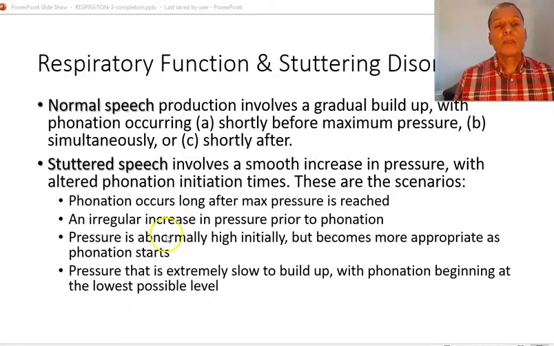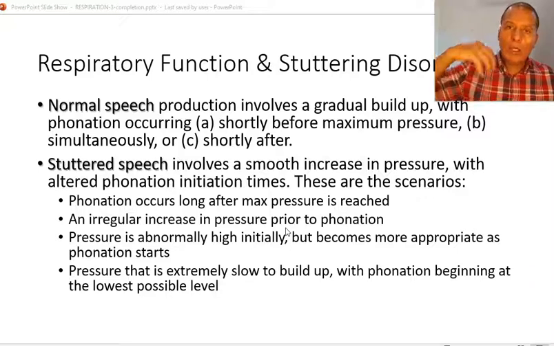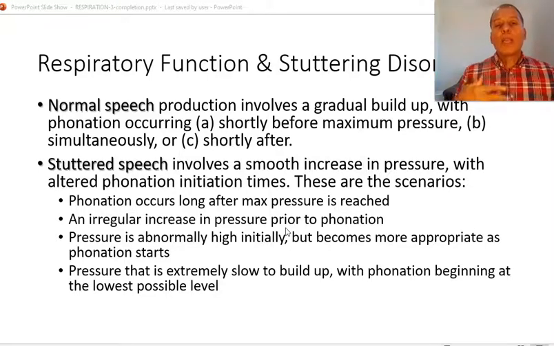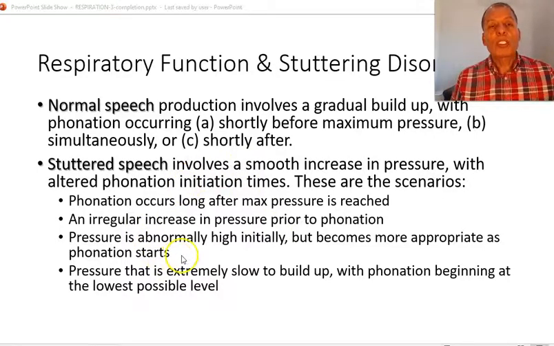In some cases, there is an irregular increase in pressure before phonation. So you just put more tension, and that means you start at a louder volume all of a sudden, and all that tension is going to expel more air, and that will also lead to problems. So pressure sometimes is abnormally high at the beginning, but then it just drops, and it will not be sufficient for phonation towards the end, because the person just runs out of air quickly.